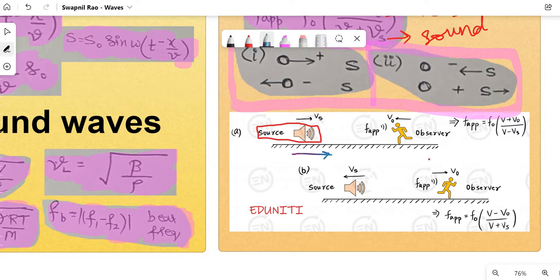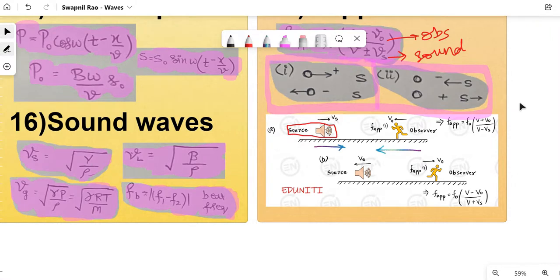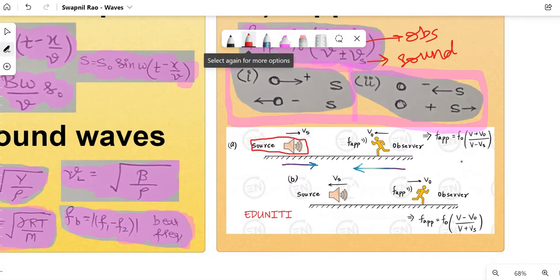And if you see, the observer is going like this. So now let's write the formula using my sign convention. The formula would be F apparent is equal to F naught bracket. This is the important part, V. Now let's see what is happening. Over here, the observer is moving.